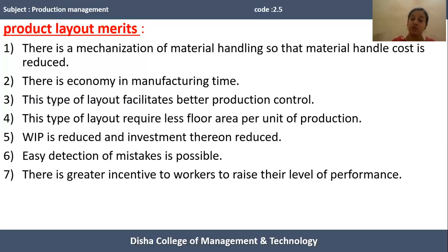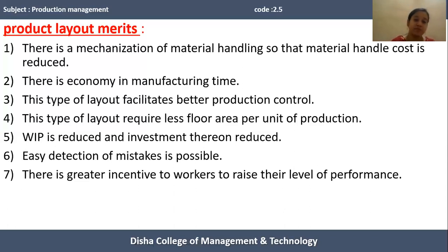In between, the product moves automatically from one machine to another machine, so there is no requirement of keeping the WIP, or work in progress or semi-finished goods, in store. So the cost arising due to storing of WIP is reduced.